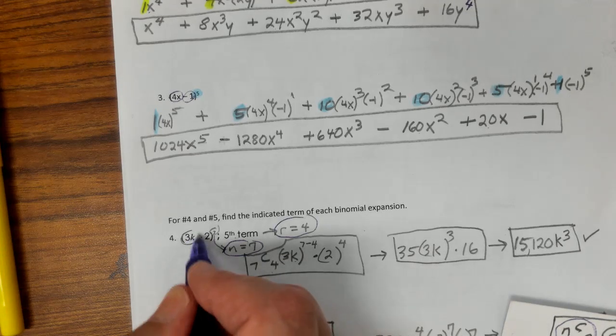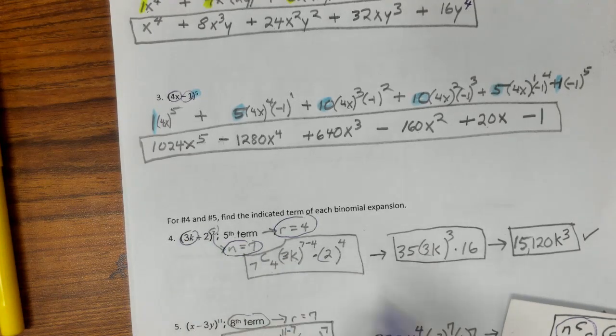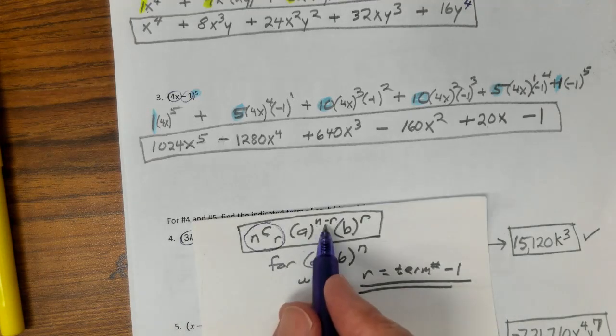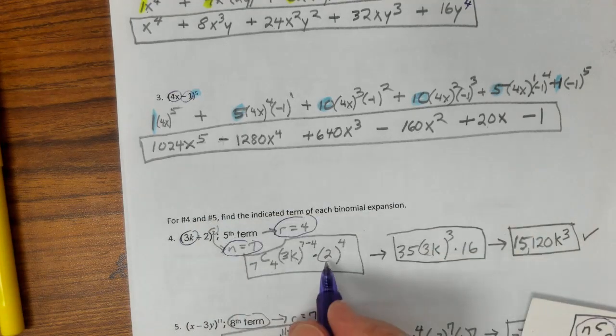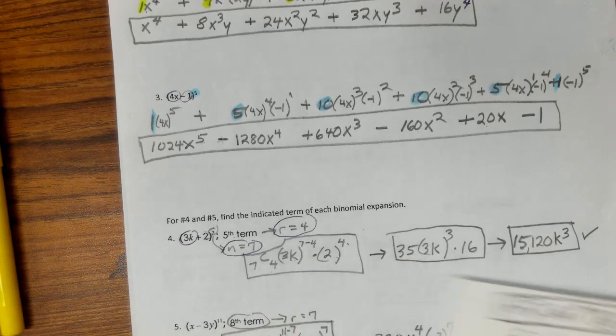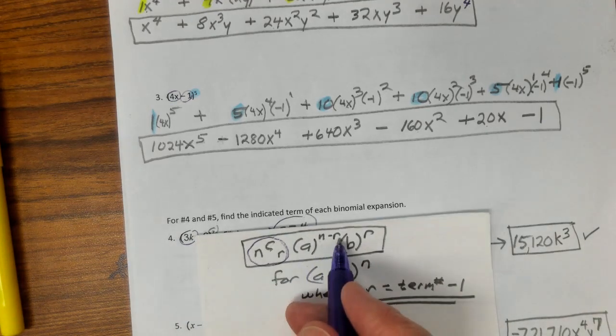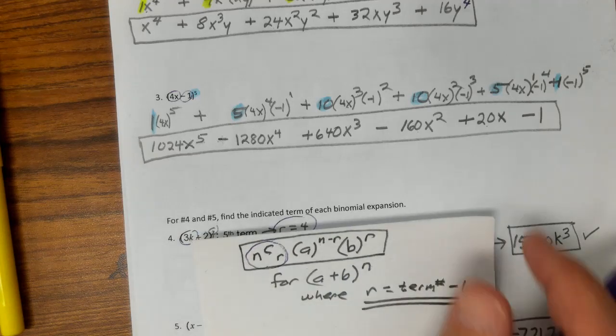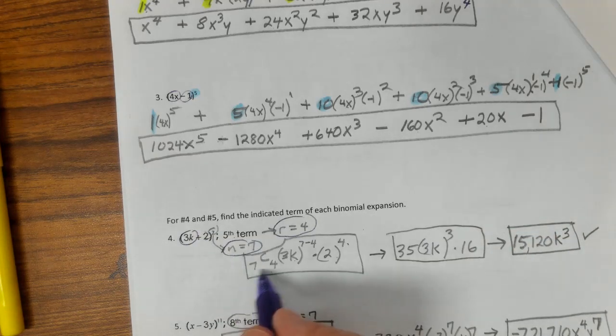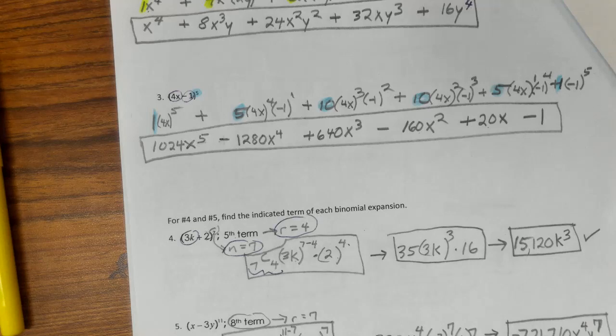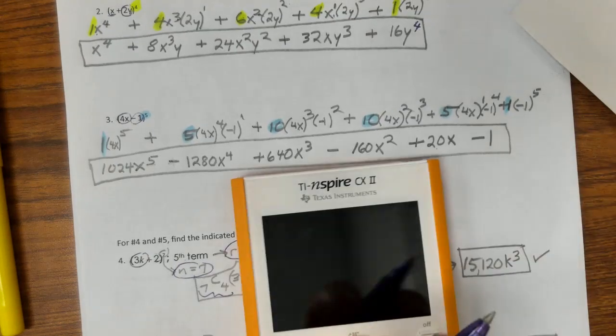The a is 3k in parentheses to the 7 minus 4. You subtract the two numbers, n minus r. And then the second one, the 2, is simply going to be raised to the r power. So a is raised to the n minus r power, b is raised to the r. Now, as far as getting this number here, which again is Pascal's number, you can get that from your calculator.